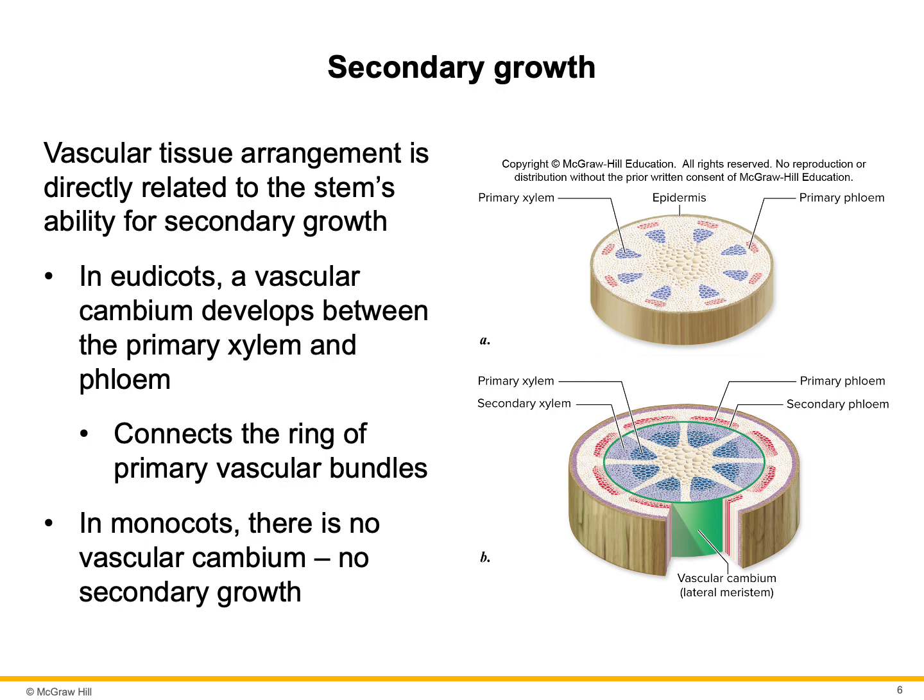Because monocots lack a vascular cambium, they do not exhibit secondary growth. But in eudicots, vascular cambium develops between the primary xylem and the primary phloem, as you can see in picture A. The vascular cambium connects the ring of primary vascular bundles and undergoes secondary growth.